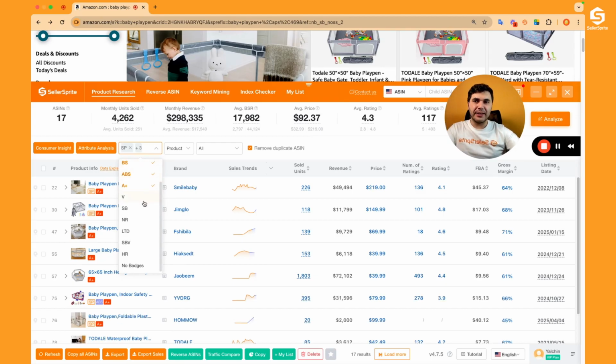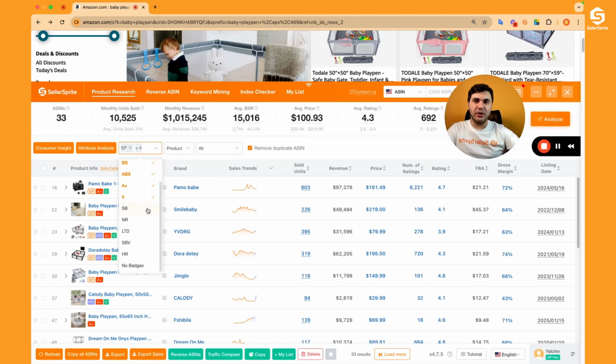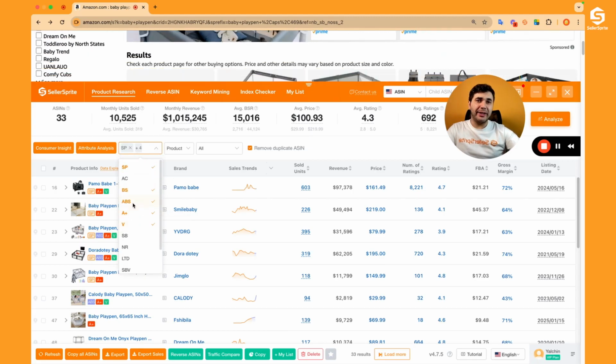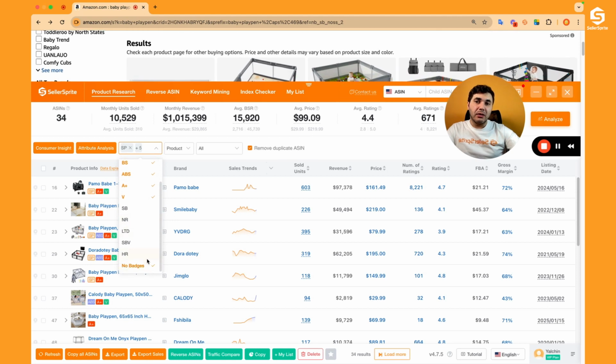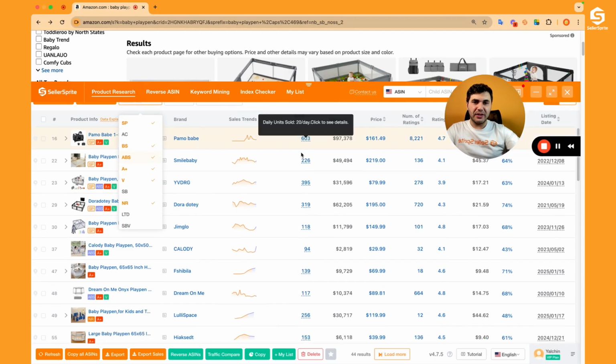So guys, it's easy to understand and analyze the market, what happened on the market. This V and this ABS indicates which product has a video on their product detail page or has A plus content. So by doing so, you can understand what the products have or why they don't have A plus content. You can understand and analyze the market. Meanwhile, you can see also new release products from here as well. So I think it's very easy to understand.